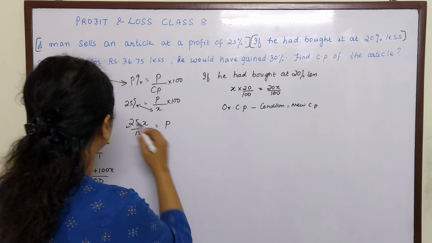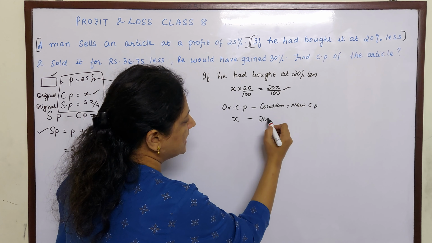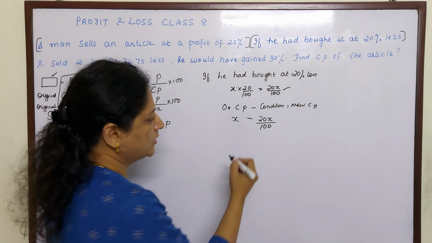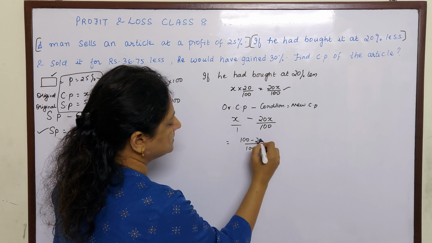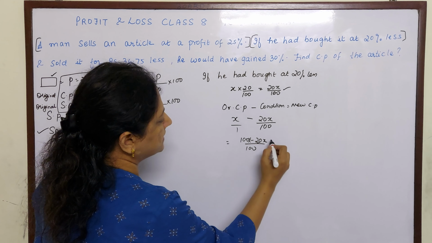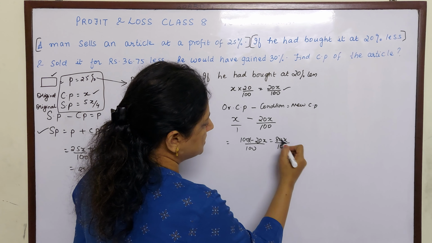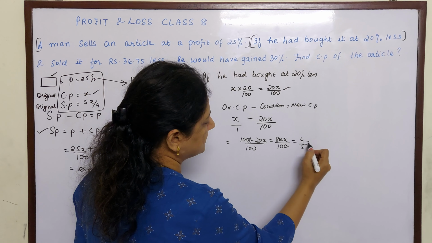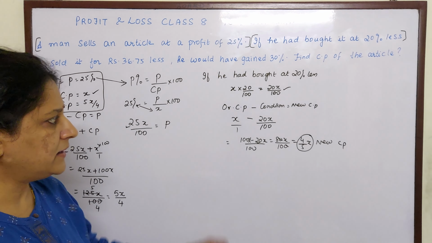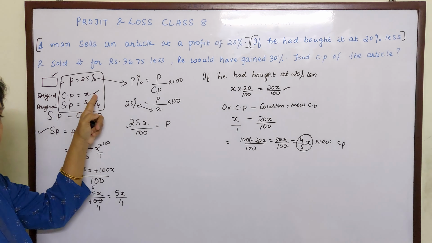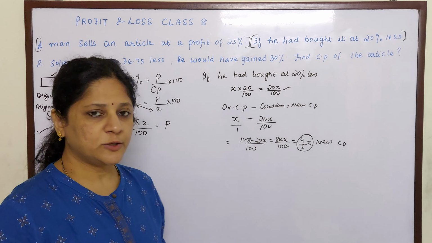Okay, so what is original cost price? It is X minus, according to the condition, it should have been bought less than this, 20x by 100. So if I take LCM, I will get 100x minus 20x, 80x by 100. So if I further reduce it to lowest terms, 0 0 cancel, 2 fours are 8, 2 fives are 10. So this is my new CP. How did I get new CP? Original CP, that was this, minus I did 20% less on that. So this minus this, I got new CP.